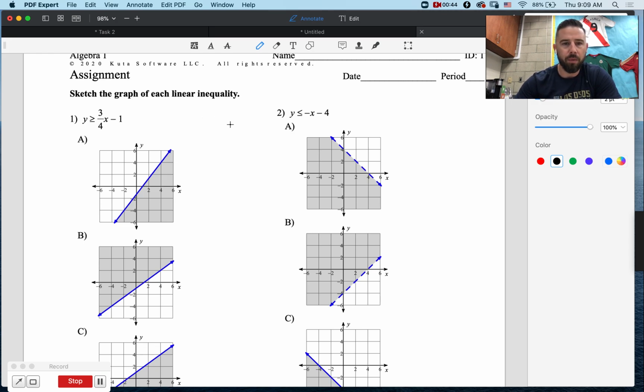So what we want to do right now is I want to make my own graph. I don't want to worry about these graphs yet.